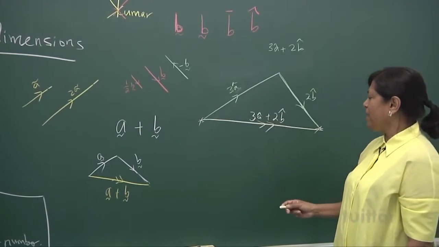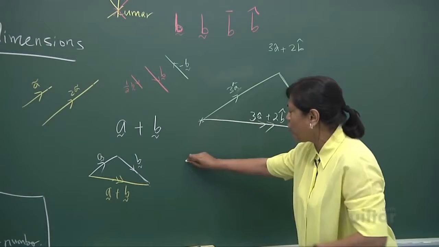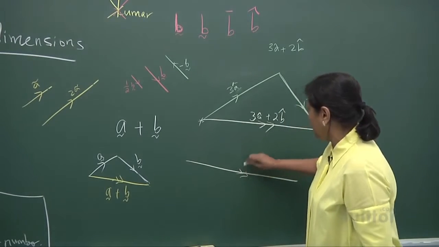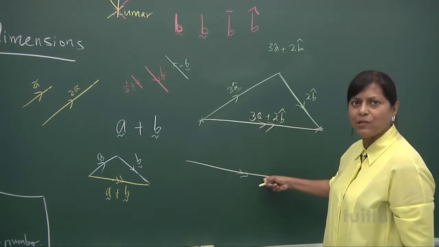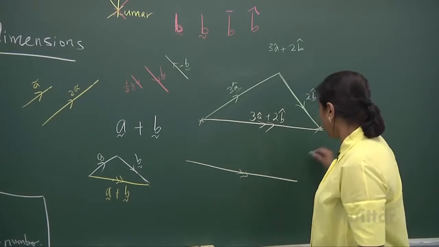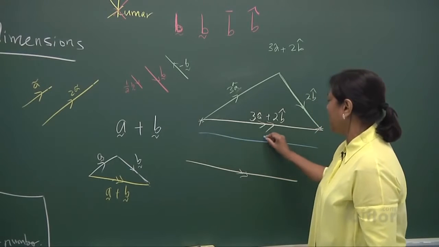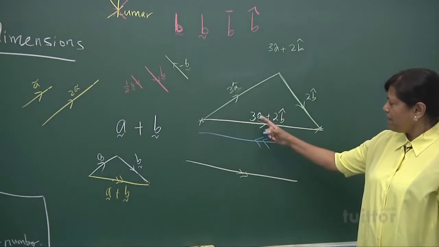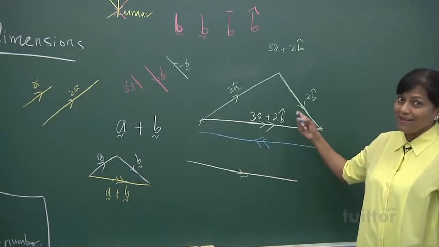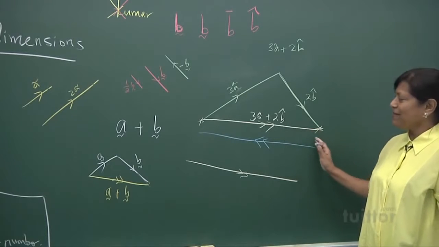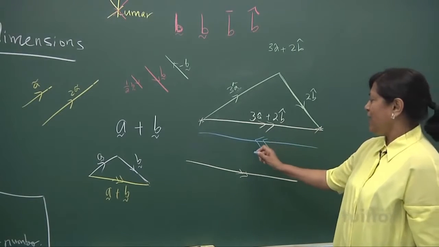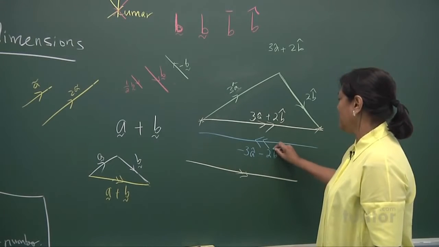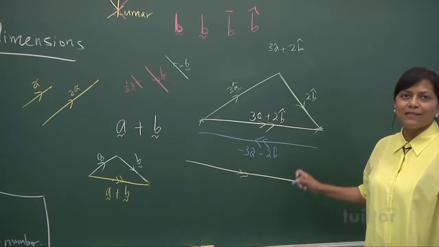Alright? And if I draw another line across, parallel to this, it's also 3A plus 2B. But if I draw a line in this way, it's supposed to be parallel, but it's the opposite direction, then what will it be? It'll be a minus 3A and a minus 2B, right? Because it's going in the opposite direction, and so you get a minus 3A and a minus 2B. Alright, so that's the negative vector.